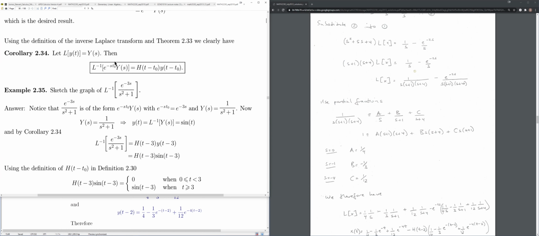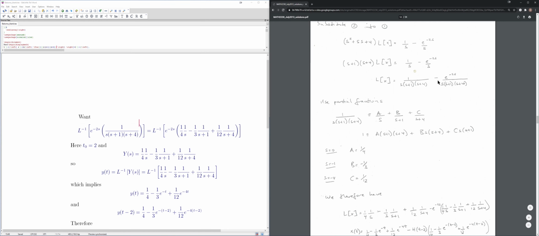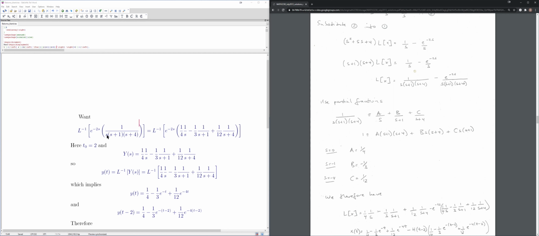And when you're using the T-shift formula, basically two things you need to identify. You need to identify the t0 here, and you need to identify the y of s. And notice how this is written: this is written as e to the minus s t0 times the y of s. So first we want to rewrite this over here in this sort of form, and I do that here. The e to the minus 2s on s times s plus 1 times s plus 4, I can write this way as e to the minus 2s times 1 over s times s plus 1 times s plus 4.